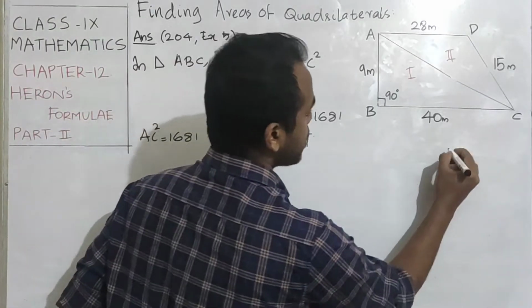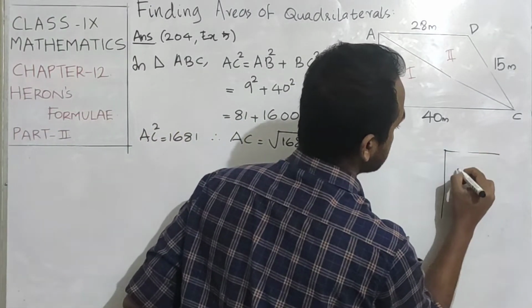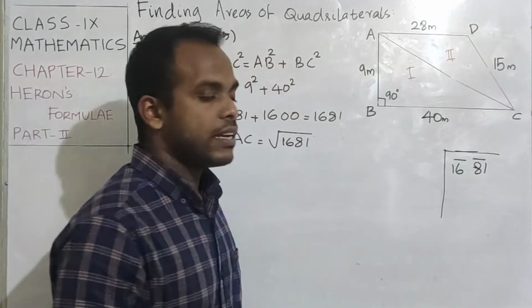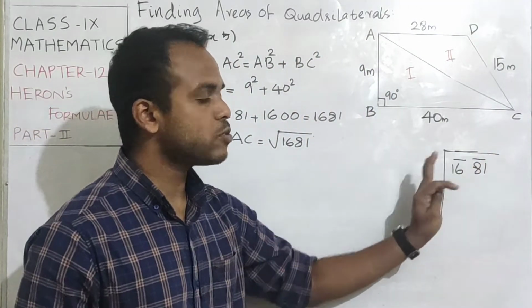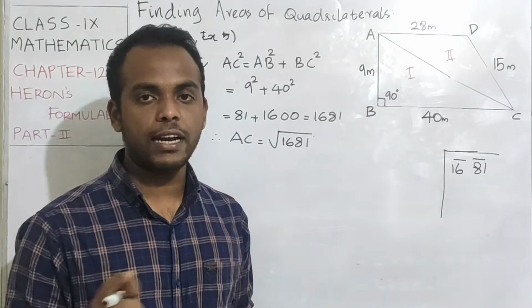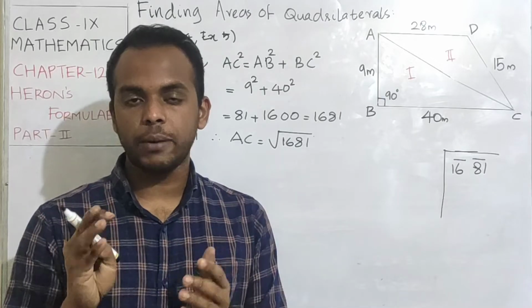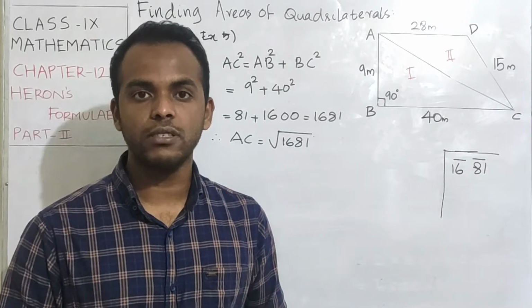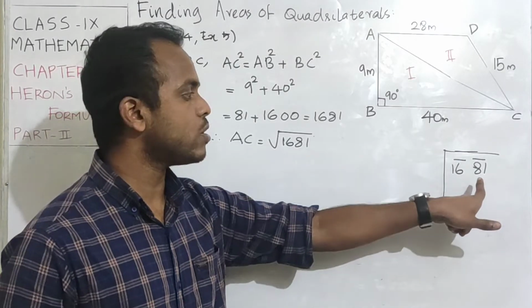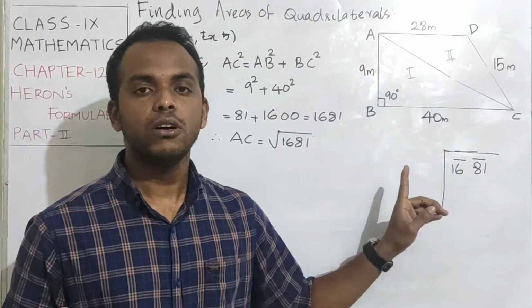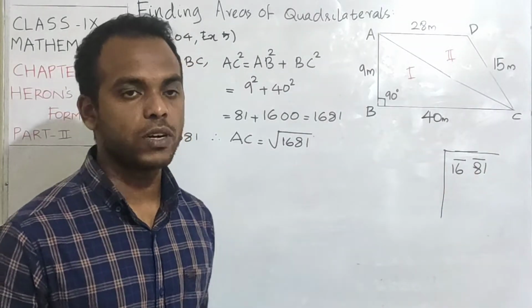We have seen the long division method. 1681. The first step is to make it into pairs. If there is anyone struggling to understand this method, I have added an additional video. We learned this same thing in our class 8 chapter number 6, squares and square roots. I will give you the link to watch that video. So if anyone needs additional information, please watch the video.